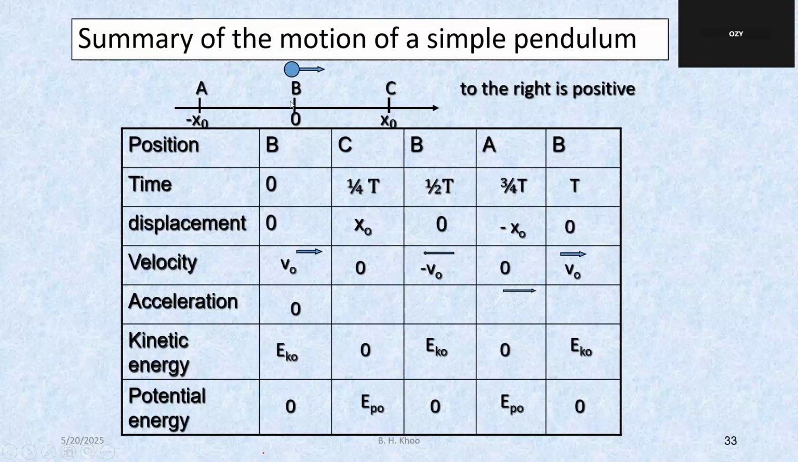Right? Acceleration must be zero at B because it is maximum kinetic energy, maximum velocity. If not, it cannot be considered maximum velocity. So acceleration must be zero. Where the velocity is zero here, acceleration must be maximum, but in a different direction. Negative shows it is opposite to the displacement direction. At B again it is zero, and then at A it is A naught.